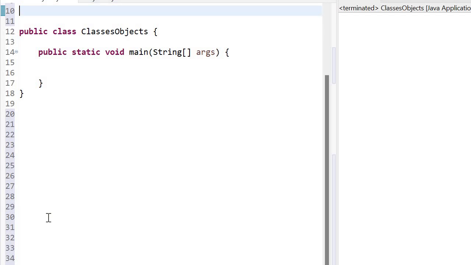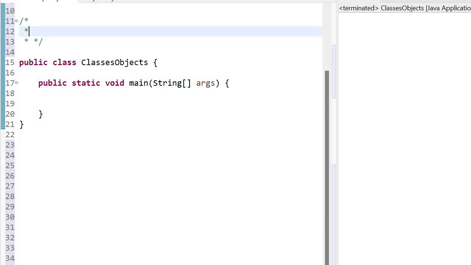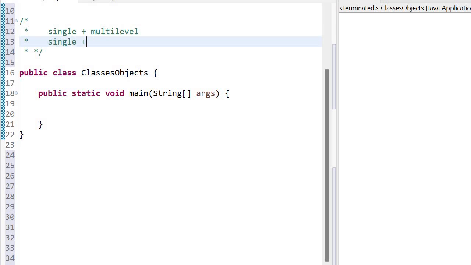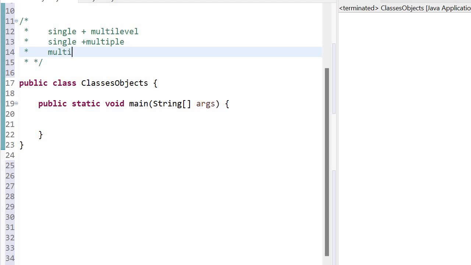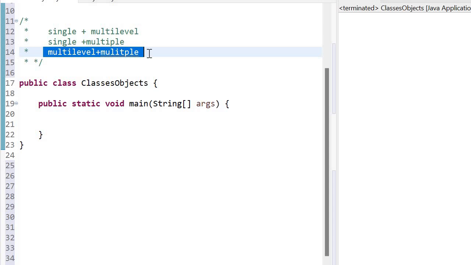Now the second concern: there is also another type of inheritance which is called hybrid inheritance. So what does hybrid mean? Hybrid means a mixture of more than two types of inheritances. So we can say single plus multi-level, or single plus multiple, or multi-level plus multiple. If you notice, each of these is an example of hybrid, and multiple is involved in them. But because multiple inheritance is not supported, this kind of combination will also not be supported. Similarly, multi-level plus multiple will also not be supported.